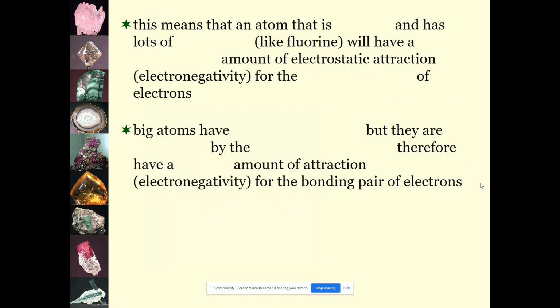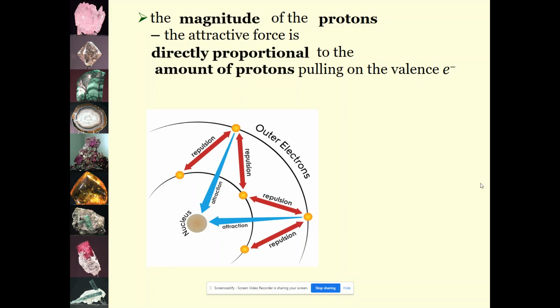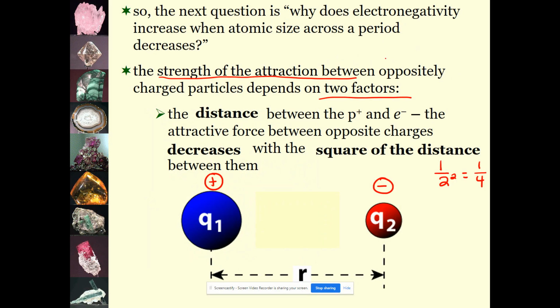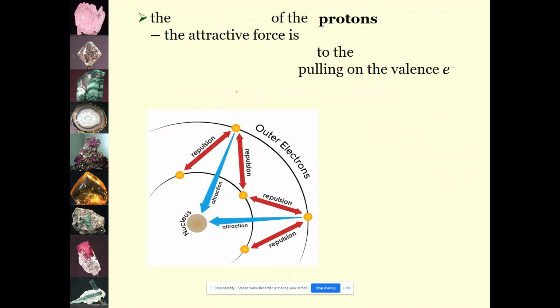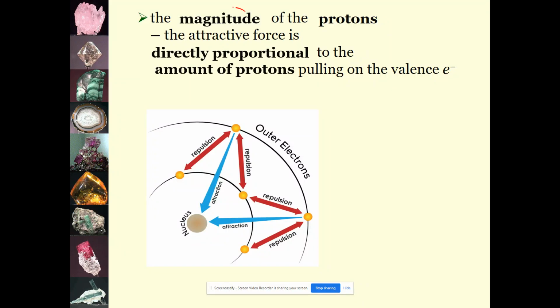The number of protons also affects it, and that's why we said the more protons you add, the stronger that force becomes. But it only has a direct proportional relationship. So if you double the protons, you double the attraction. Whereas the distance, like I said, changes by the square of the distance. So distance plays a bigger role. But if you are asked for the two factors that affect electronegativity, it's the distance between the protons and the electrons and the magnitude of the protons, or in other words, the number of protons. The more protons, the more positive charge you have to pull on the electrons.